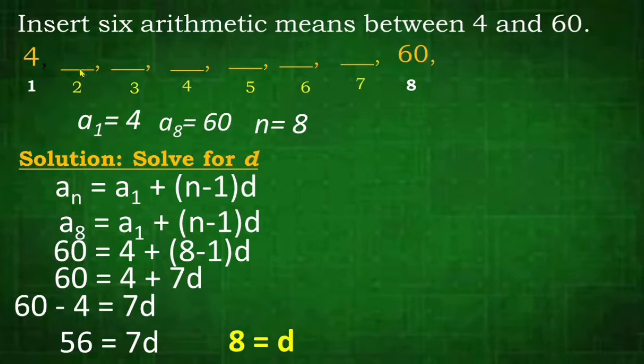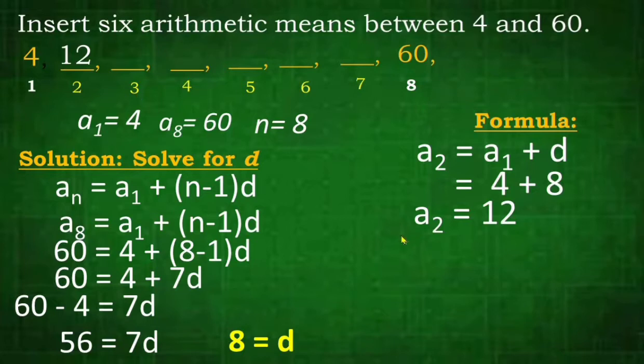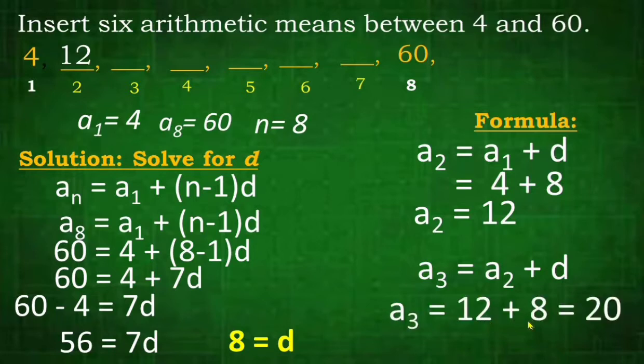So that we can get the second term, we are going to use the value of d. So how? The second term is equal to a sub 1 plus d. Our a sub 1 is 4, and our common difference is 8. Then 4 plus 8 is equal to 12. That is the second term. To solve for the third term, we are going to have a sub 2 plus d. And what is a sub 2? That's 12. And what is d? That is 8. So therefore, our a sub 3 is 12 plus 8 is equal to 20.